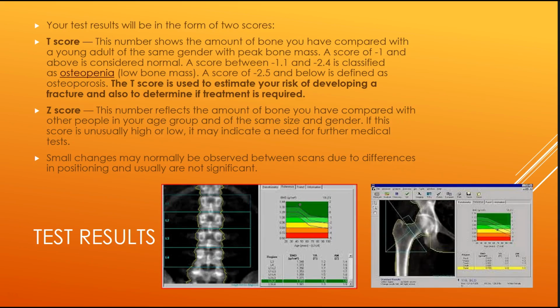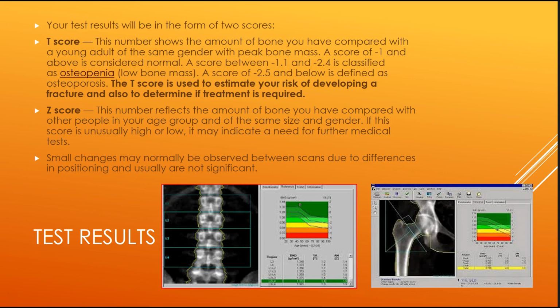Okay, test results in Dexa come in usually a report that looks similar to this. It'll have a picture of one of the body parts that they used for the Dexa scan. It's going to have a graph on there, and it's going to have some values. Two scores are going to be important on there. One is the T-score. This is a number that shows the amount of bone you have compared with a young adult of the same gender with great peak bone mass. So this is you compared to someone who's in perfect health.